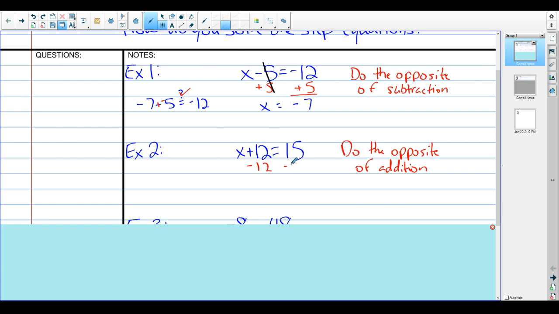Minus 12, minus 12. So 12 minus 12, this is going to cancel out. That's the point. This side's always going to cancel out. We're left with x on the left. And then on the other side, nice and easy, 15 minus 12 is just 3. So x equals 3. And if we check it, does 3 plus 12 equal 15?